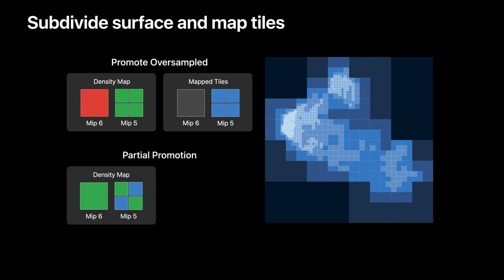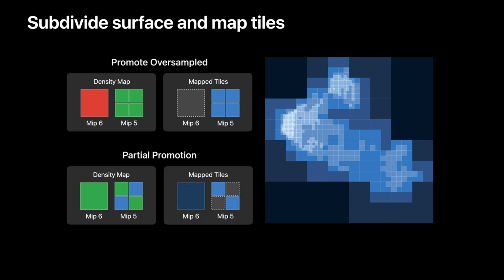Here's another, more complicated scenario. The density map indicates the current MIP is satisfactory for at least one quadrant. For the next MIP, the sample rate in the density map meets the target for 2 quadrants, while the remaining 2 are under the target rate. In this case, map the tile in the current MIP and map half the tiles in the next.